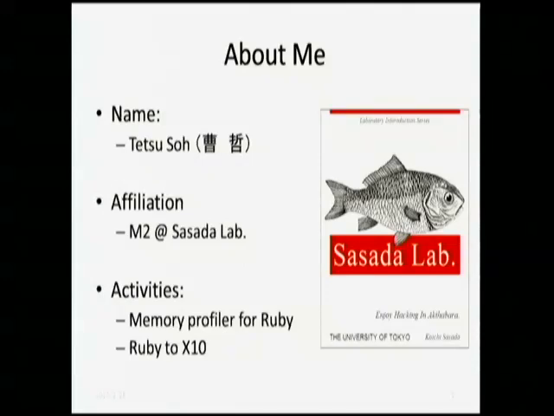Okay. First of all, please allow me to briefly introduce myself. My name is Tetsu. I'm a second-year graduate student in Sasada Laboratory at the University of Tokyo. About my research activity, one is the memory profiler for Ruby, which I will talk about here. And another is to convert Ruby to the X10 programming language.